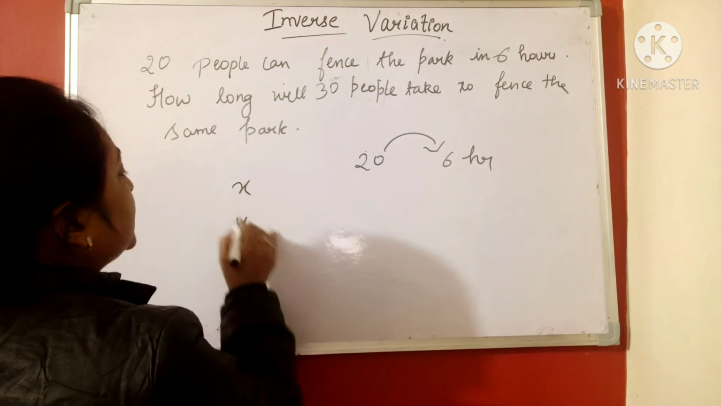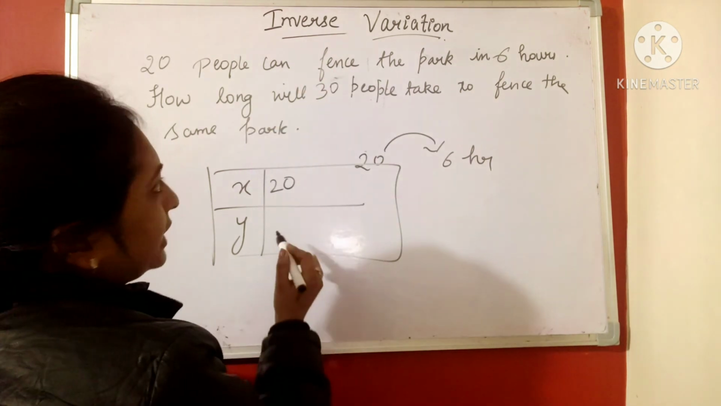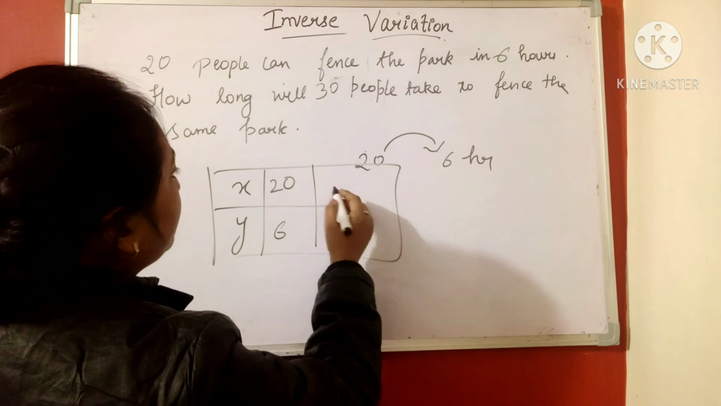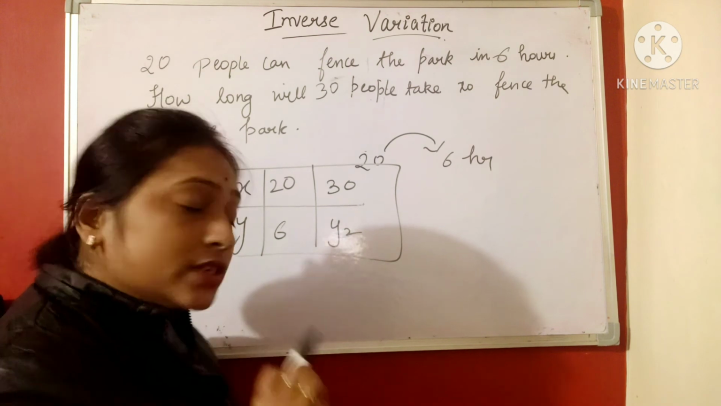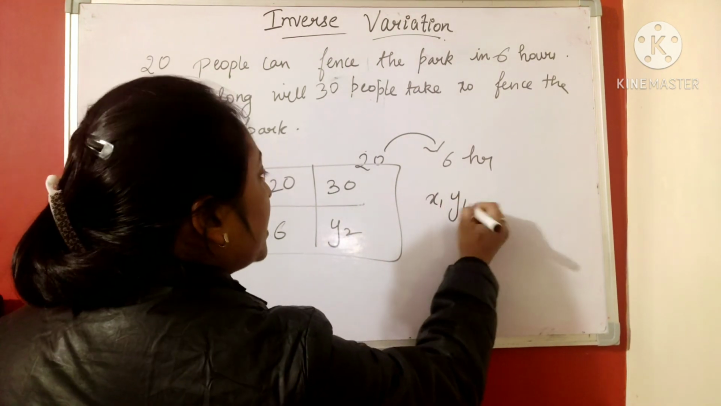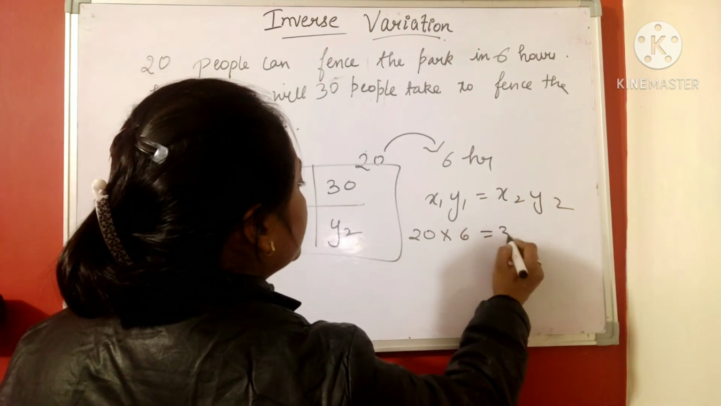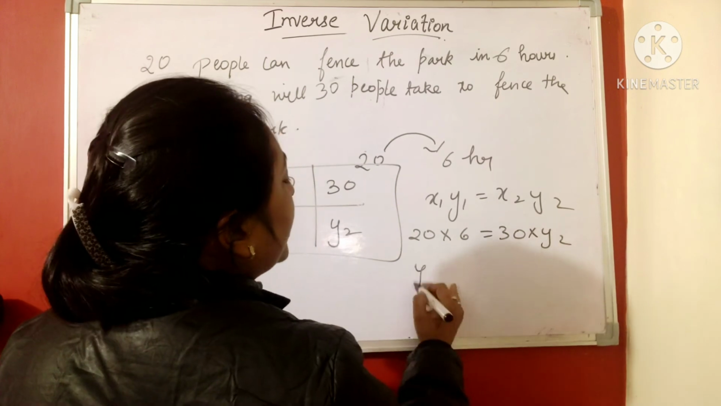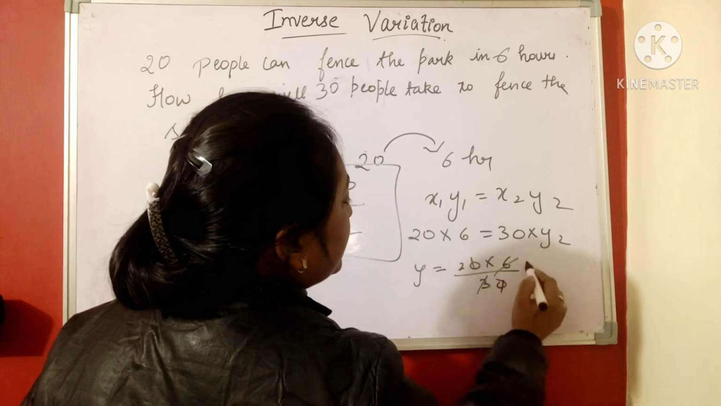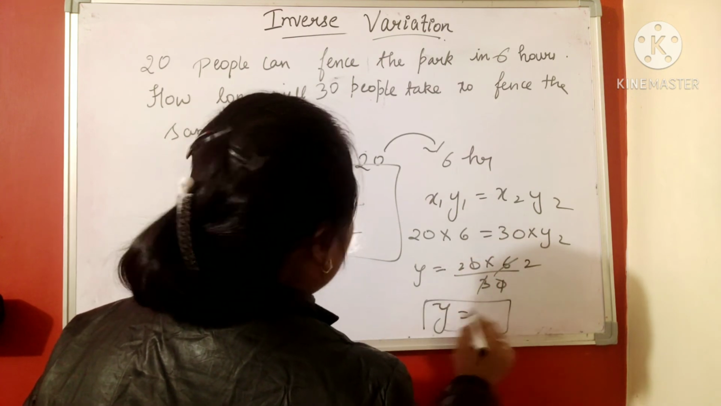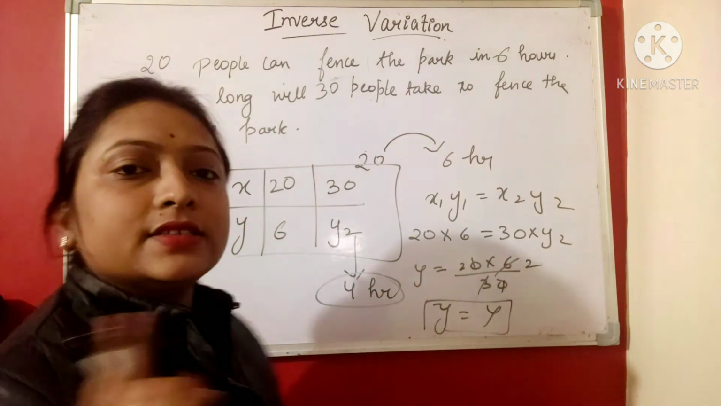So here we will write x and y as two quantities. Let x be the number of people. If 20 people can fence in 6 hours, then we have to find for 30 people, they can fence in y hours. This is a case of inverse variation. We know x1 y1 is equal to x2 y2. Hence 20 into 6 is equal to 30 into y2. From there we will get the value of y2. Now 3 ones are 3, that means y is equal to 4. Here 4 hours will be needed when 30 men are going to fence the same park.